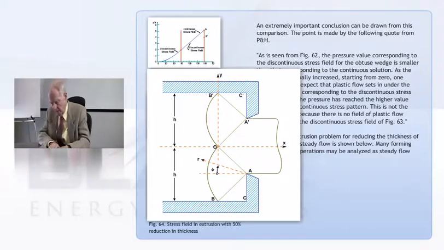On the left, there's no pulling going on. And of course, we're going to assume that the die is frictionless. That just always makes life simpler. And you can then work out, using this stress field, what load it would take to pull the sheet through the lips and thereby make the sheet 50% thinner.